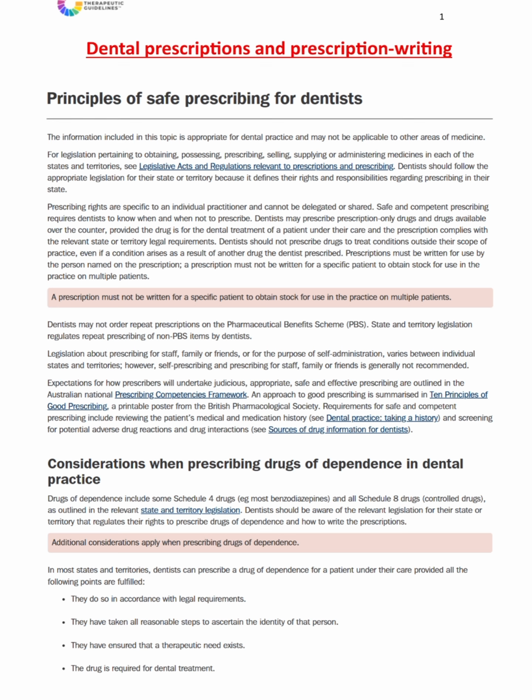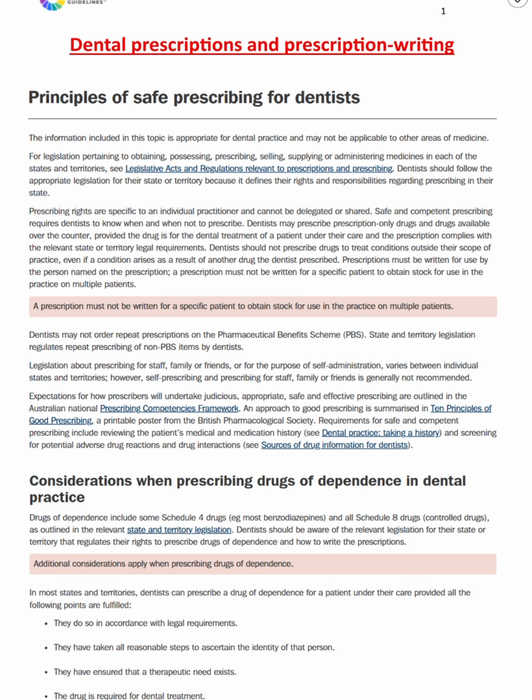Principles of safe prescribing for dentists. The information included in this topic is appropriate for dental practice and may not be applicable to other areas of medicine. For legislation pertaining to obtaining, possessing, prescribing, selling, supplying, or administering medicine in each of the states and territories, there's a link, you can click on that. Now, dentists should follow the appropriate legislation for their state or territory because it defines their rights and responsibilities regarding prescribing in their state.